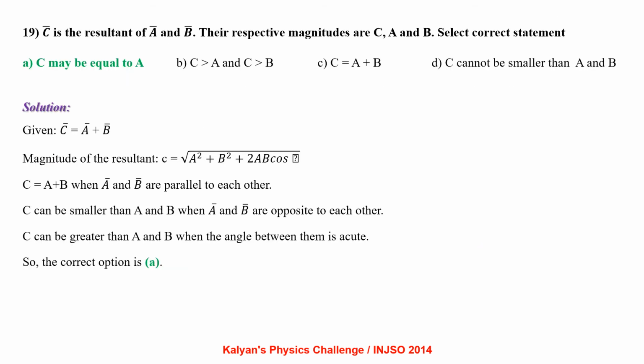C bar is the resultant of A bar and B bar. Their respective magnitudes are C, A and B. Select the correct statement. Given C bar equals A bar plus B bar, writing the magnitude, C equals root of A square plus B square plus 2AB cos theta. C can be smaller than A and B when A bar and B bar are opposite to each other. C can be greater than A and B when the angle between them is acute. So the correct option is A.